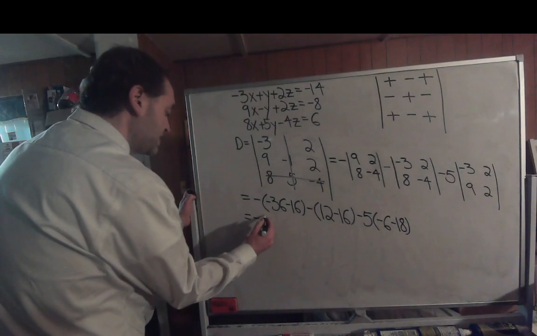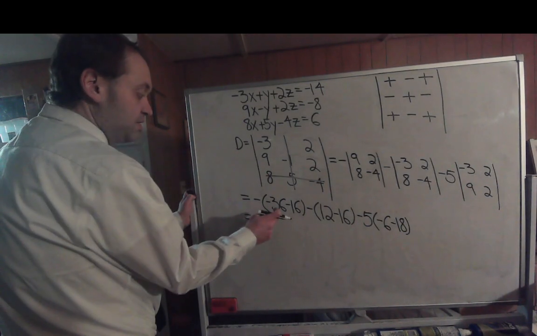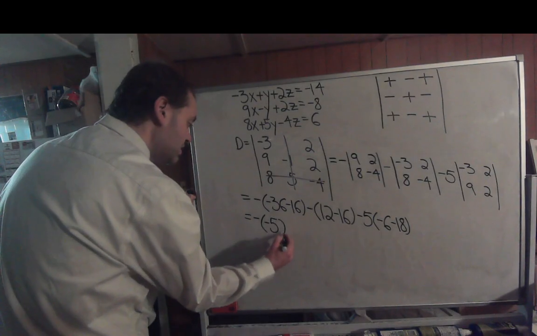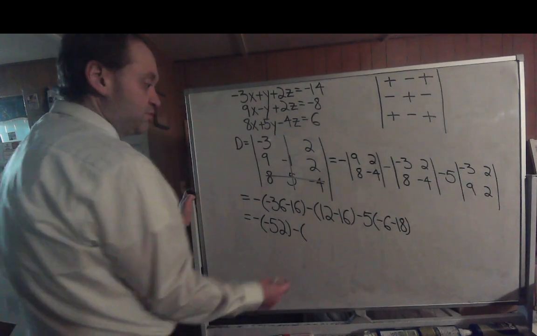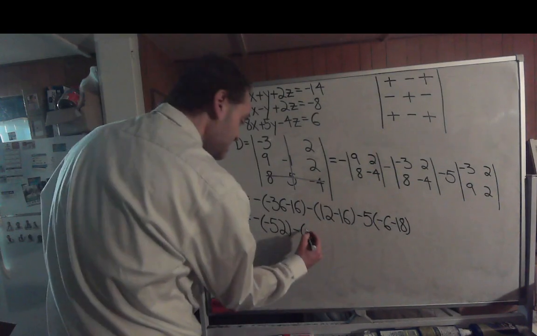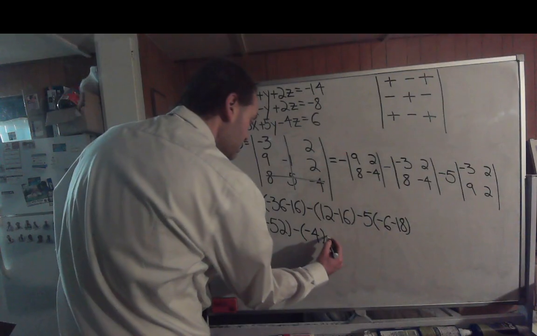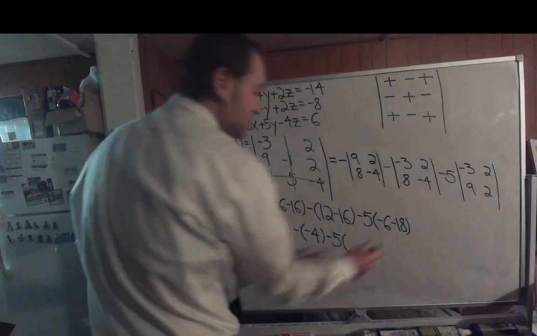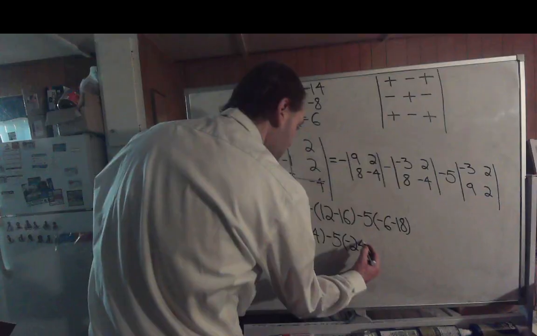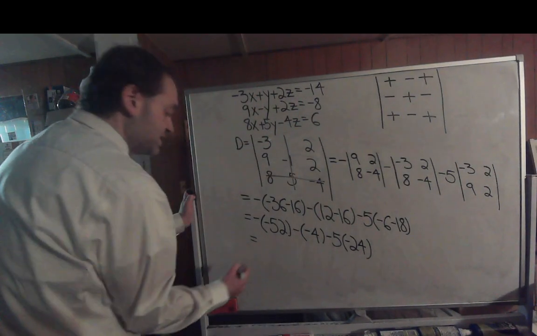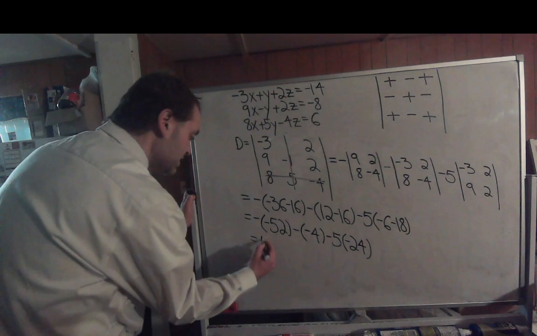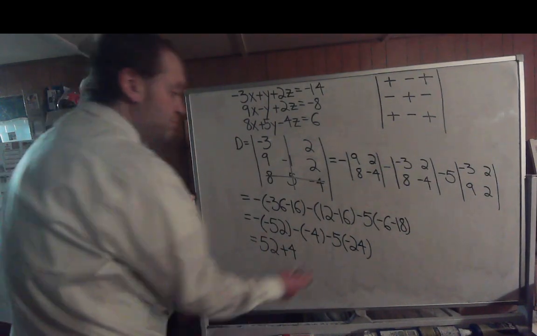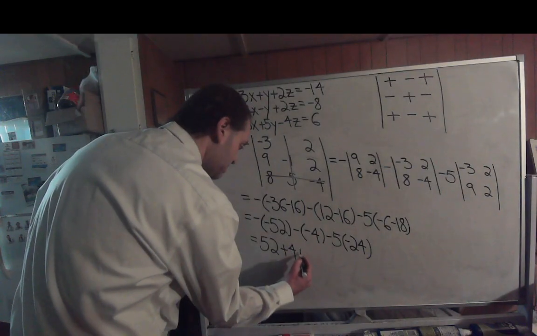Let's see, work inside the parentheses. So you have negative 36 minus 16 is going to be negative 52, minus your second set of parentheses, 12 minus 16 is negative 4. Minus 5 times your third set of parentheses, negative 6 minus 18 is negative 24. Let's simplify this then. Negative 52, so that's positive 52, minus 4, so that's plus 4. Then minus 5 times negative 24, that would be plus 120.